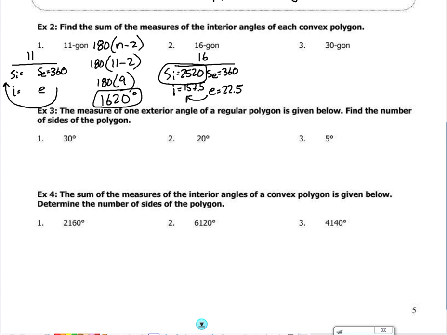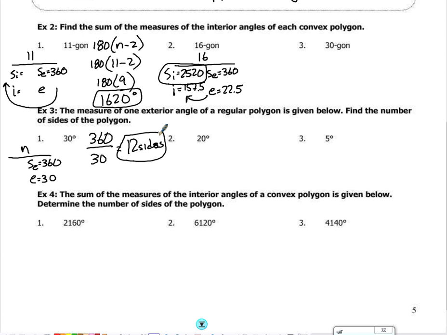Here they want me to find the n, the number of sides, given that the exterior angle is 30. So if I know that the sum of the exterior angles is always 360 and the exterior angle is 30, all I have to do is 360 divided by 30, and that will give me my correct number of sides. In this case, it'd be 12 sides. These are pretty easy problems, so go ahead and try 2 and 3 and then check it with the key.